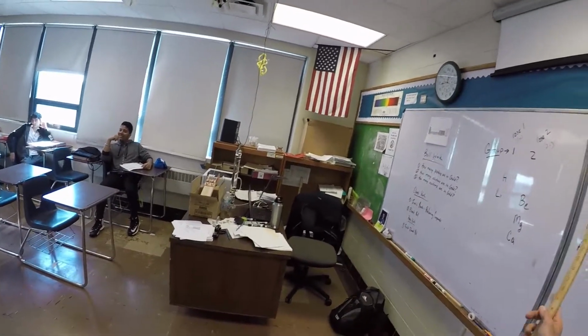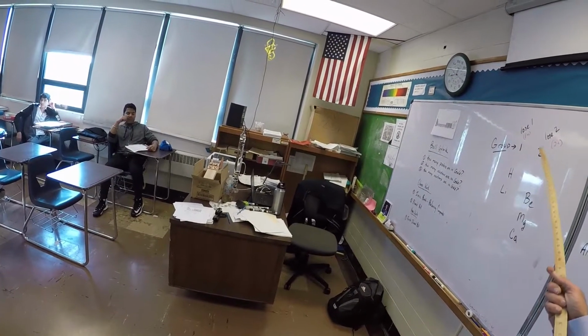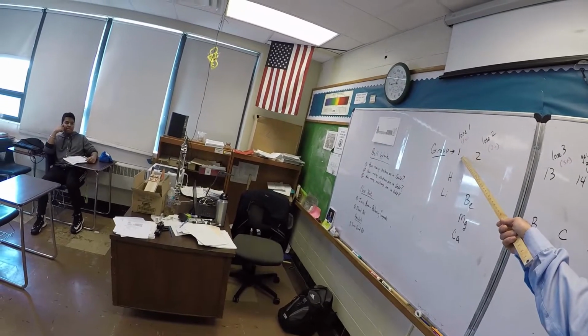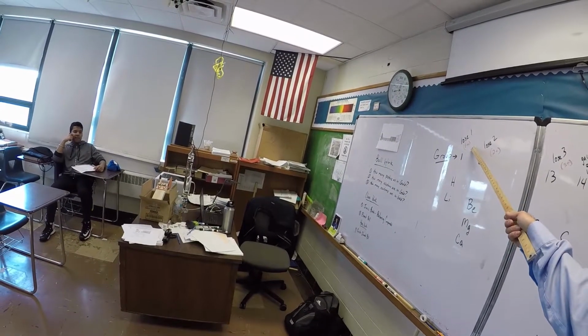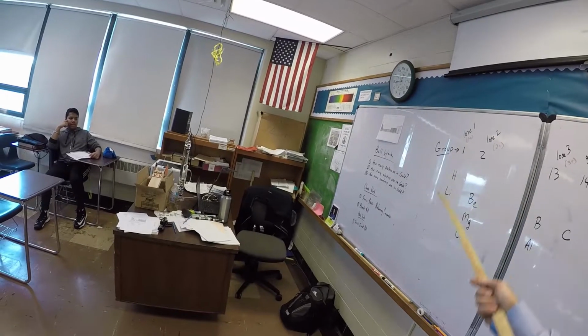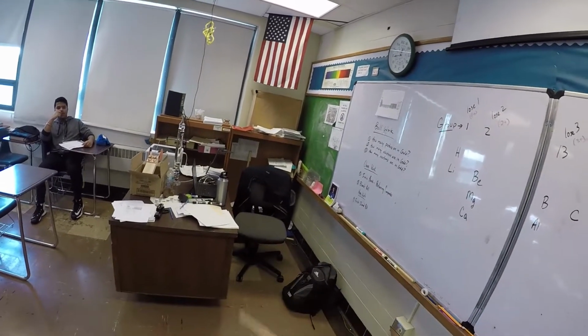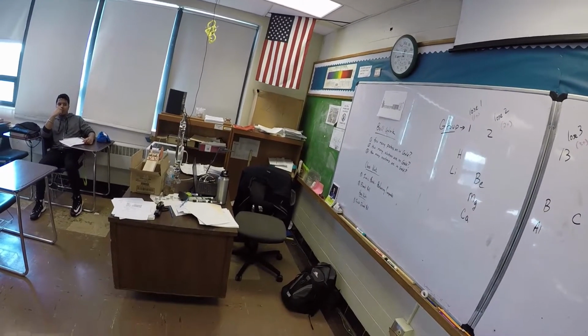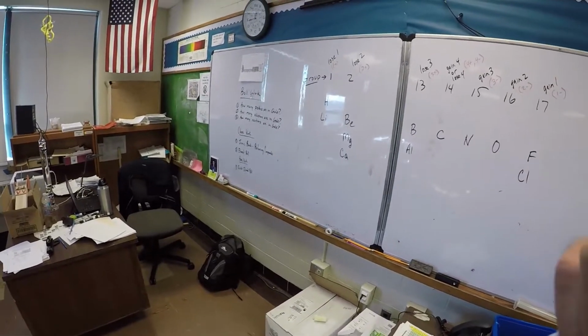So up here, Maddie, you can see that the first group wants to lose one electron, and because of this behavior, we can then predict how it's going to behave when it reacts with other elements. So chemistry is about predicting behaviors.